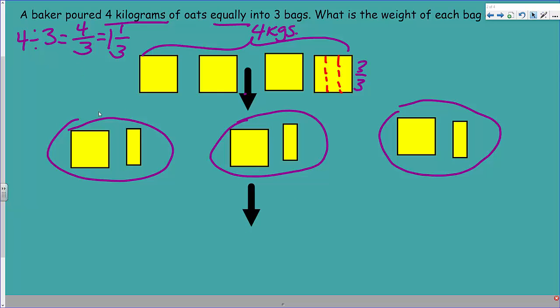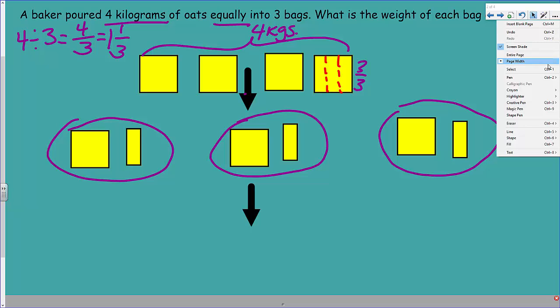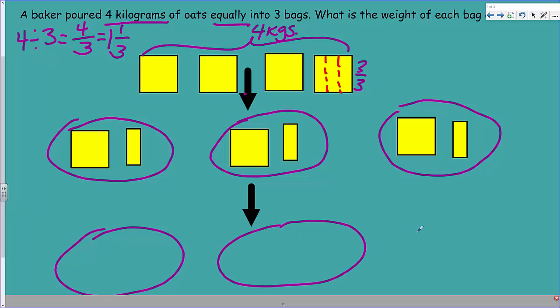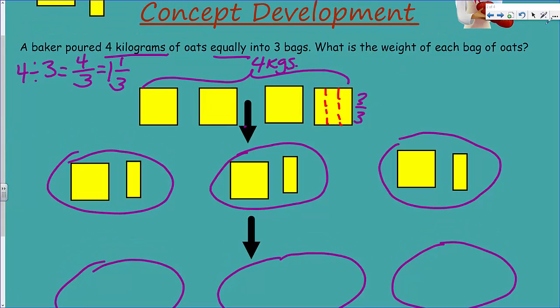Because I want to show that 4/3, I'm going to show it like this. I'm going to draw 3 more bags. Now, this is the same problem. I'm not making new problems, I'm just showing the problem in different ways. This is going to help us really get a good understanding of how we can interpret a fraction as division, if you recall.